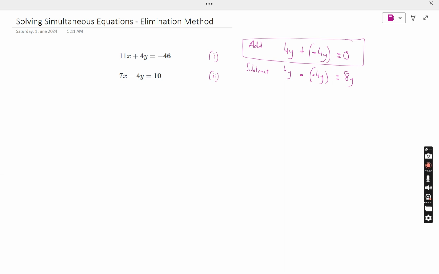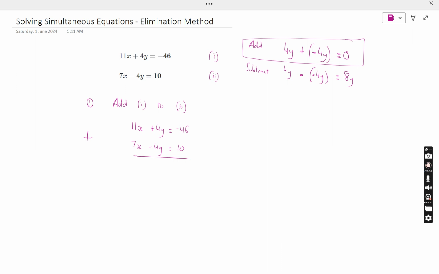So first step, we want to be adding equation 1 to equation 2. Okay, so I'm going to rewrite these. 11x plus 4y equals negative 46, and then 7x minus 4y equals 10, and I'm going to be adding these two together. So if you want to write a big plus over here, then that's okay.